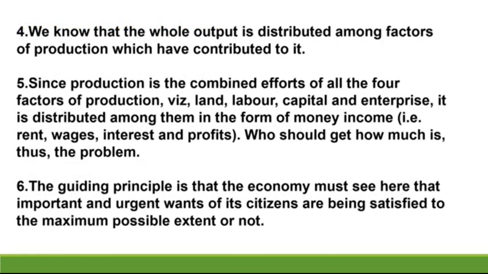Next, we know that the whole output is distributed among the factors of production. Since production is the combined effort of all the four factors of production, that is land, labor, capital and enterprise, it is distributed among them in the form of money income, that is rent, wages, interest and profit. Who should get how much is thus the problem. The guiding principle is that the economy must see here that the important and urgent wants of its citizens are being satisfied to the maximum possible extent.